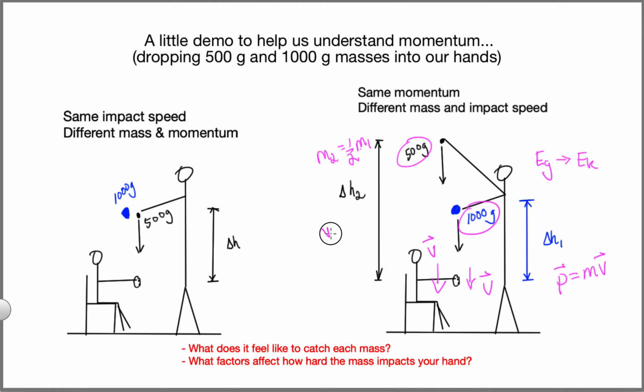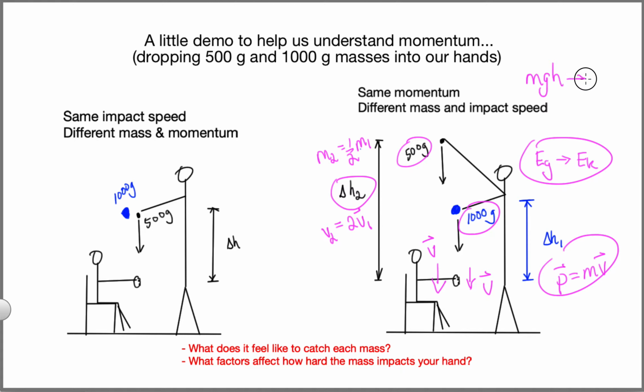So we want v2 to be 2 v1 so that the product mv is the same for both cases. Now how much higher do you have to drop the lighter mass from to get twice the speed? Well, again, if you do this, mgh equals a half mv squared, and you think in terms of proportions, we want double the speed, so what do we need to do to the height?